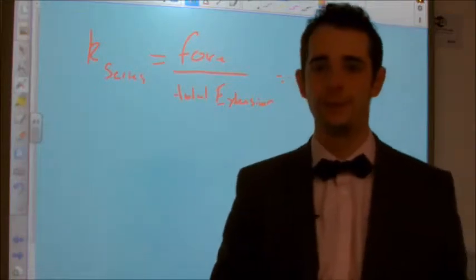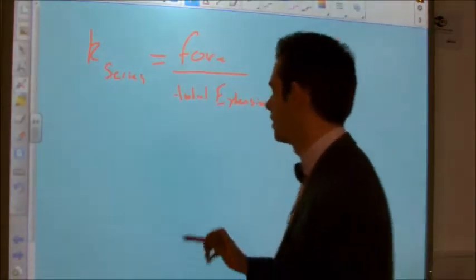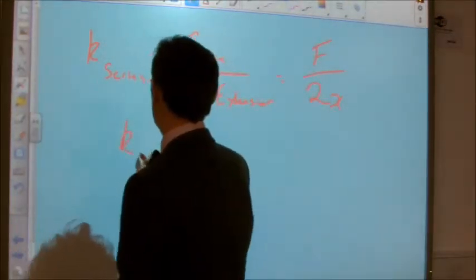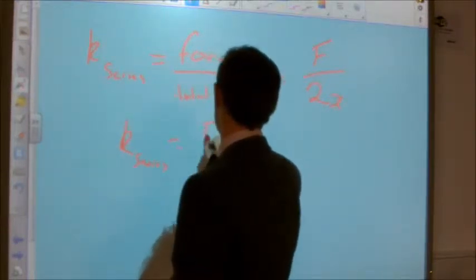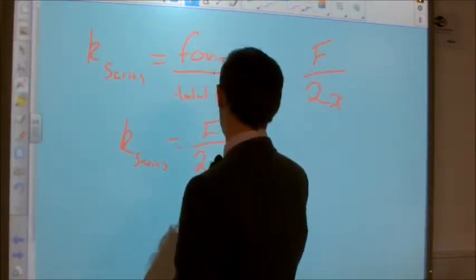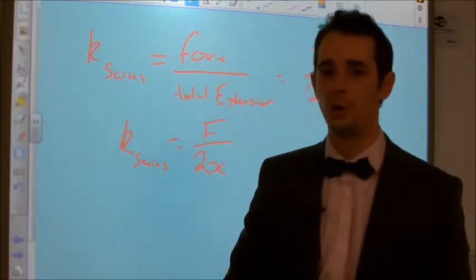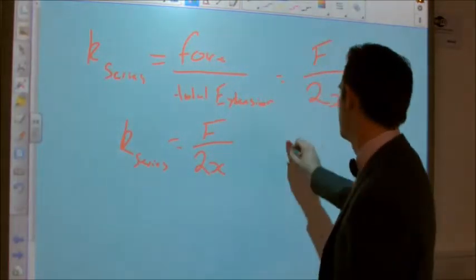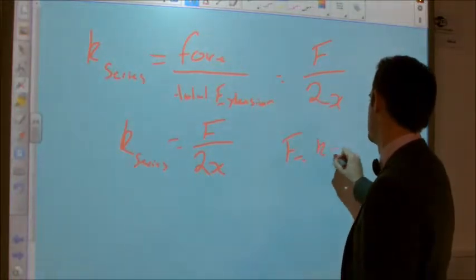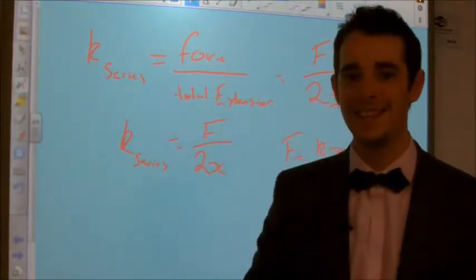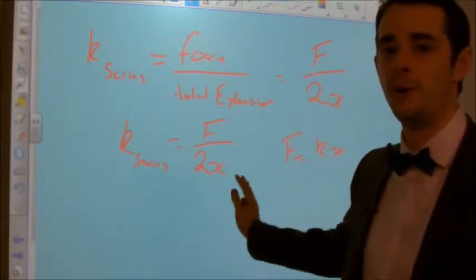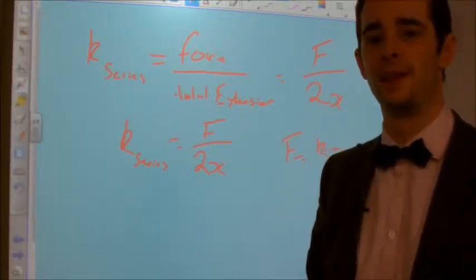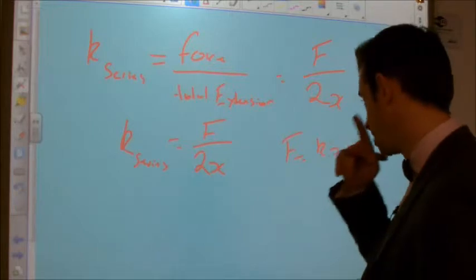Okay, so a quick hint depending on how far you got with that. If you haven't quite got that, think about this. K series is equal to F over 2x. Now, remember Hooke's law, which is F equals Kx. See if you can use that now and have a go. If you still can't work it out, watch on a little bit more and see if you get the idea. If you have got it, keep on watching and we'll go through it.